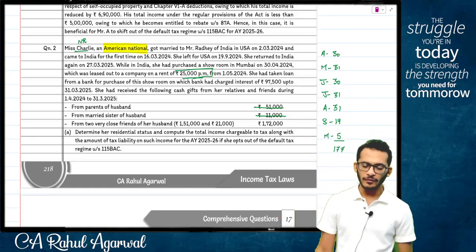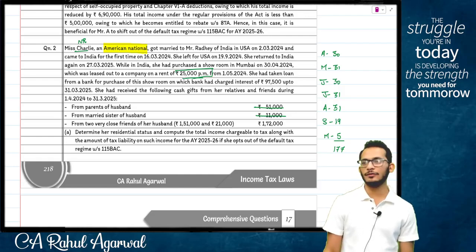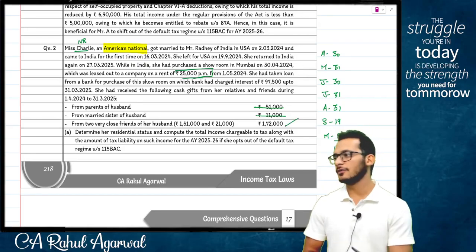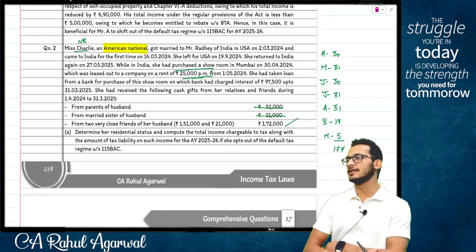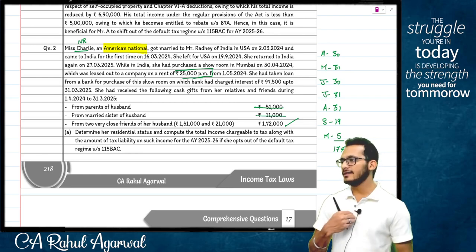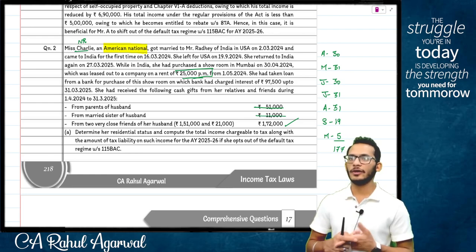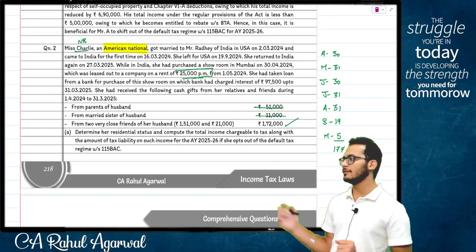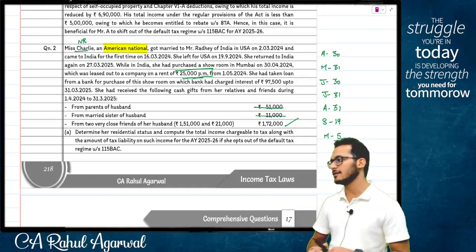Next, from two very close friends, 1,51,000 and 21,000, total 1,72,000. This becomes fully taxable. Understand, people, the limit of 50,000 is from my side on the overall income I earn. But before I do that, I exempt items. So the first two items became exempt because they are relatives. The third item became taxable because it is from friends.